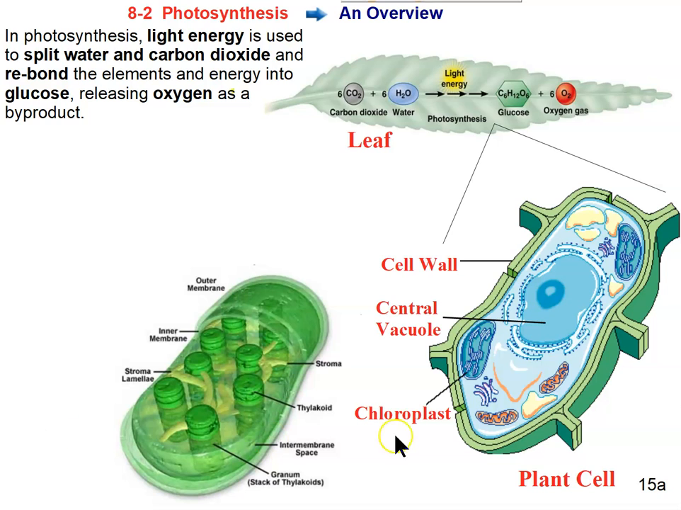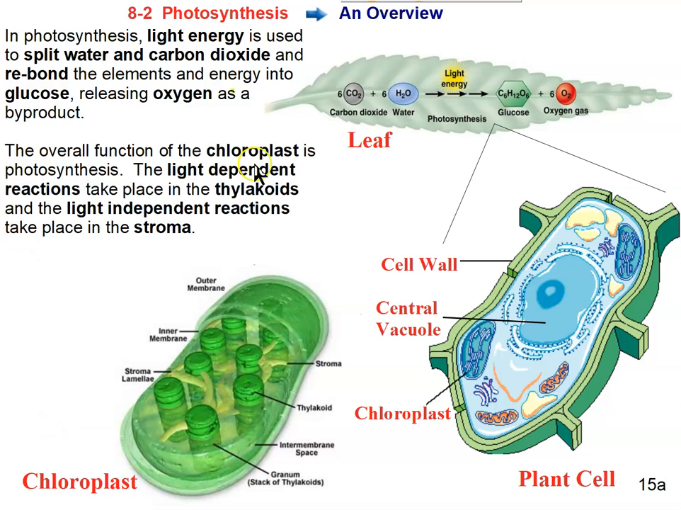And then if we zoom in on a chloroplast, that's what this diagram is representing. The overall function of the chloroplast is photosynthesis, of course, so this process is what's taking place within each chloroplast, within each plant cell, within each leaf. The process, and this is where I was talking about, is divided into two parts: the light-dependent reactions and the light-independent reactions. The light-dependent reactions take place in the thylakoids.